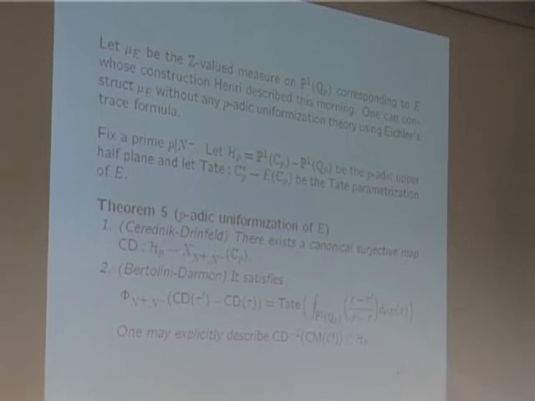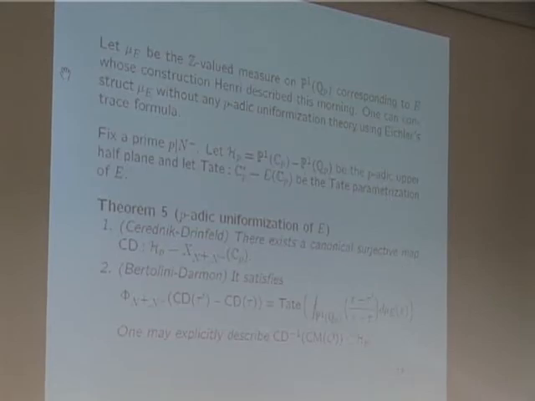Now, for the rest of the talk, let me fix a prime p dividing N minus. In particular, from now on, N minus is not equal to 1. And let me let H_p denote the p-adic upper half plane. Let me also let Tate be the Tate uniformization of E by Cp star.